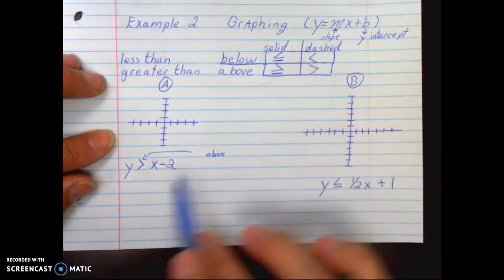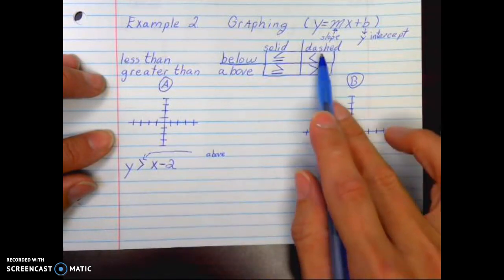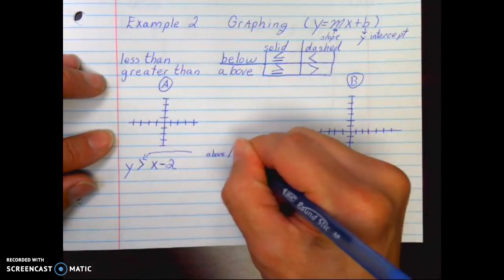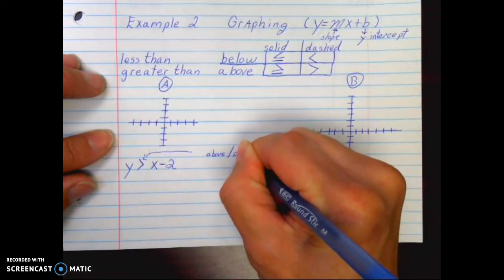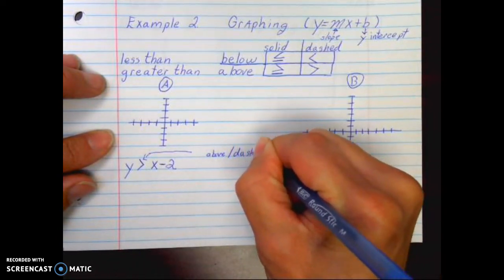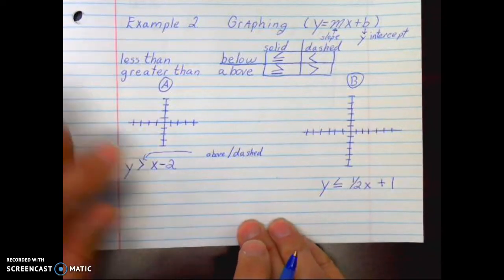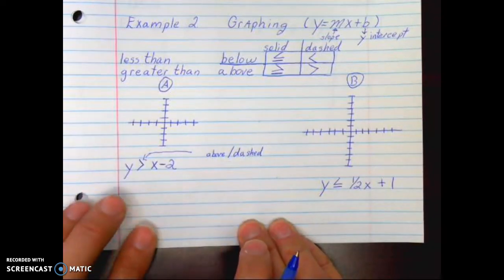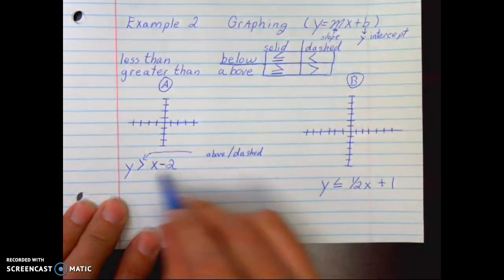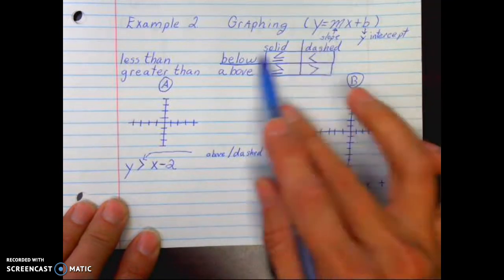And then it's a regular one, and so that's going to be dashed. So I'm going to put dashed. Maybe I should have written that bigger. Dashed. You'll see what that means. So that says above and dashed, and I'm just going by this.